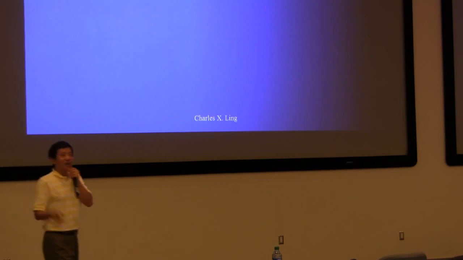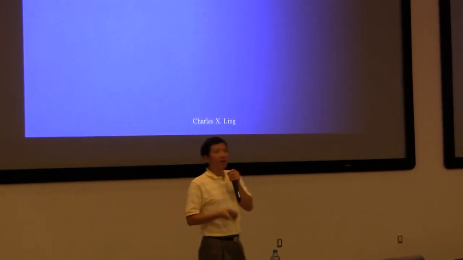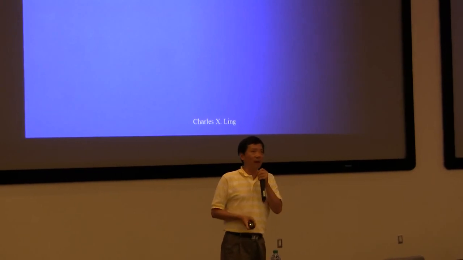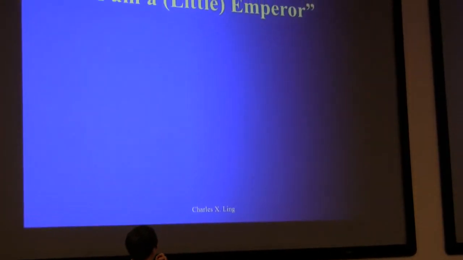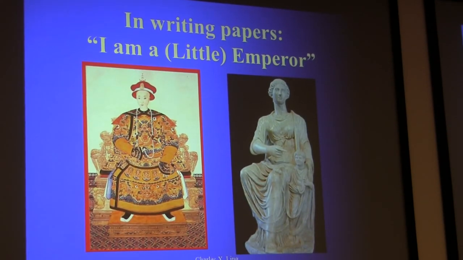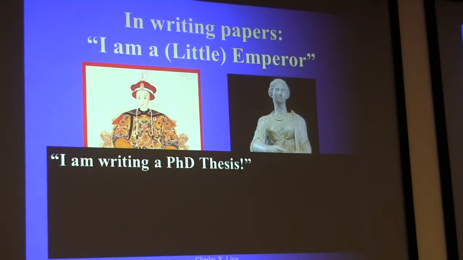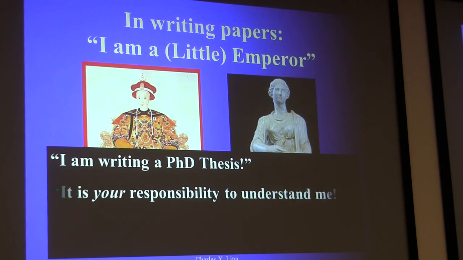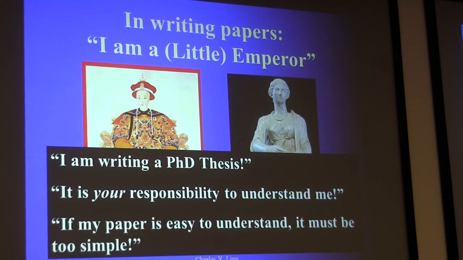Okay. In the third area, writing a research paper, I want to mention another mistake that often comes up with students. That is, I'm the emperor. I have 2 emperors here. One is a Chinese emperor, one is a Roman emperor. Well, what does that mean, I'm an emperor? Well, I'm doing PhD research. It's in the ivory tower, it's theoretical. It's so beautiful, and it is your responsibility to understand my work. And if my paper is easy to understand, it must be too simple.